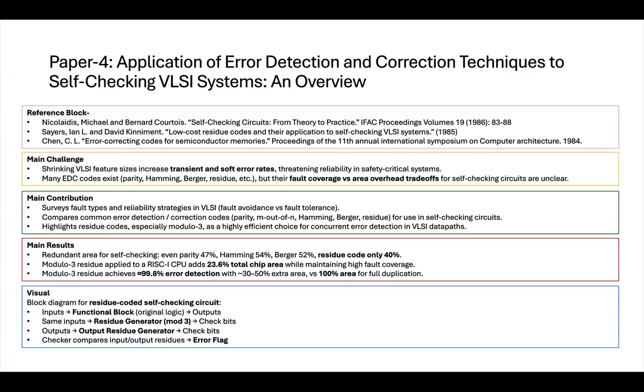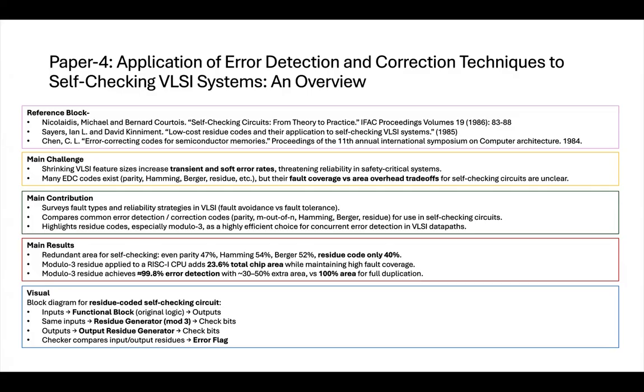This paper is a survey-style overview of how error detection and correction techniques are used to build self-checking VLSI systems, especially as technologies scale down and soft errors become more frequent. The basic problem is that smaller feature sizes and lower voltages make circuits much more vulnerable to transient faults, which is unacceptable in safety critical domains like aerospace, automotive, and medical. Designers therefore need mechanisms that can detect and sometimes correct errors during normal operation without relying only on external testing.